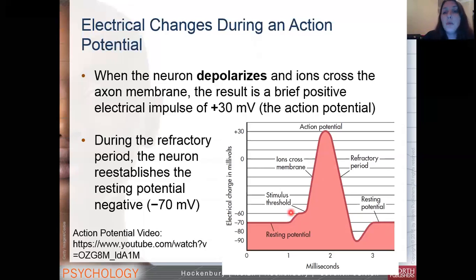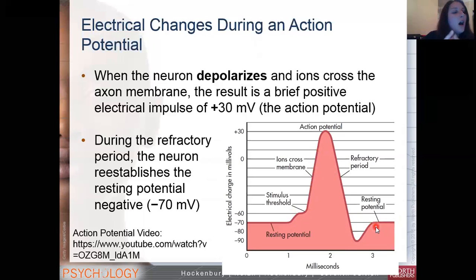Now, that's the whole process. This period right here, where the ions are moving across that axon membrane, this process from here to here is what we refer to as depolarization. So this is the depolarization, okay? And this is the hyperpolarization, okay?